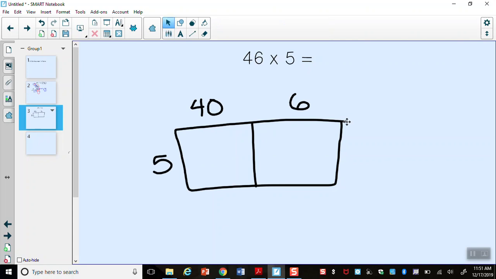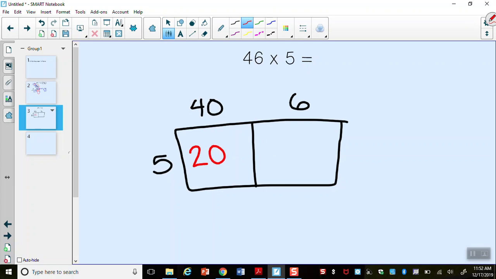Now, in the first box, we are going to multiply the two numbers that are on two sides of our first box. So we're going to multiply this 5 times 40. And a little shortcut for how to do that is all we have to do is multiply 5 times 4, which is 20. And then because 40 has a 0 in the ones place, we would also put a 0 in the ones place. So 5 times 40 would be 200.